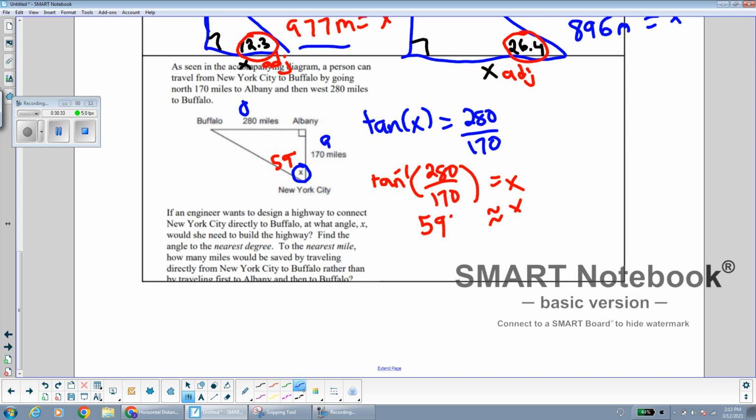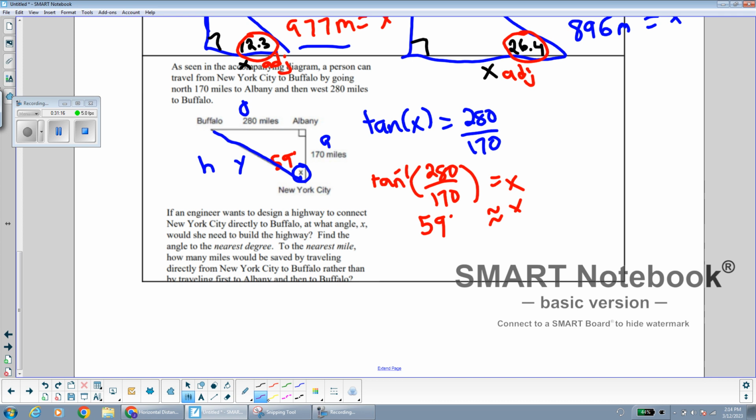To the nearest mile, how many miles would be saved by traveling directly from New York City to Buffalo rather than by traveling first to Albany and then to Buffalo? So we need to find this length over here. I used X before, so I'll call it Y. Our focus angle is our 59-degree angle, and this time we need to find the hypotenuse. You can either use sine, which is opposite over hypotenuse, or cosine, which is adjacent over hypotenuse. Both would work here. I'll use cosine because 170 is smaller than 280. It doesn't really matter.